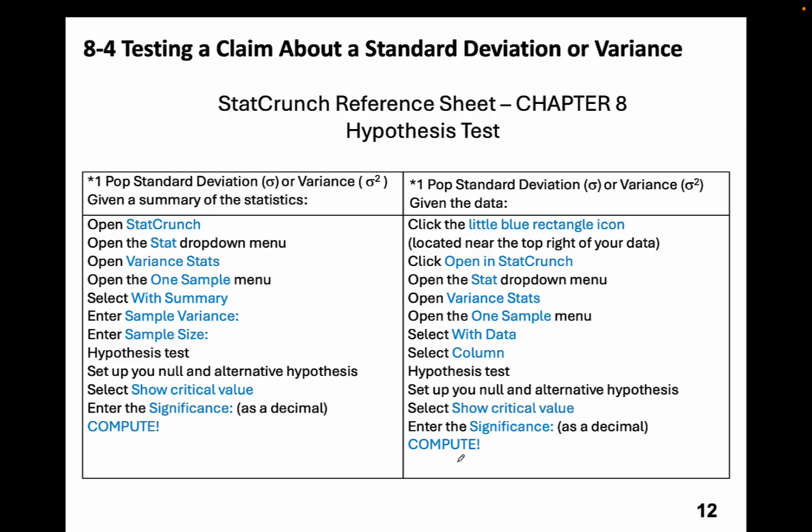Section 8.4, still hypothesis testing. Just this time it's going to be on claims about standard deviations or variances. Let's see here for our StatCrunch notes: given a summary of the stats versus given the data. Given a summary, we'll open the program called variance stats, input what it needs from us, and run it. Given the data, it's the same program, variance stats. It's just that the program needs different things from us. It needs to know basically which column the data is in, and we'll run it. Let's try one.